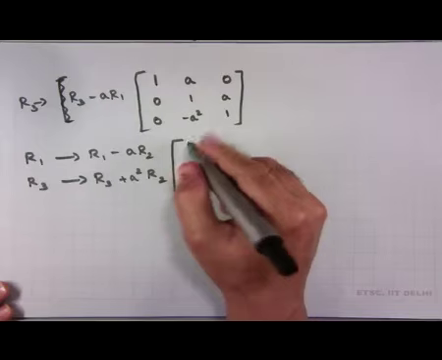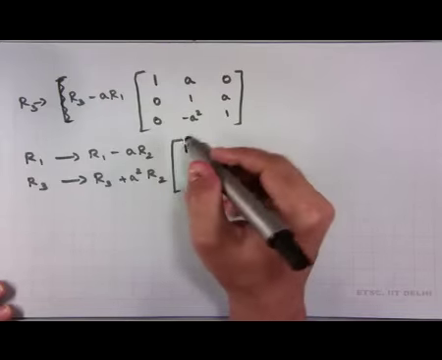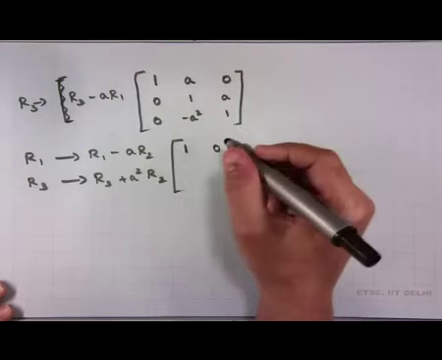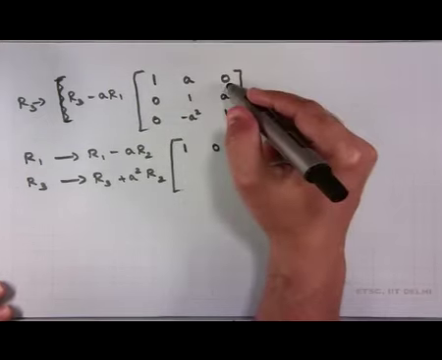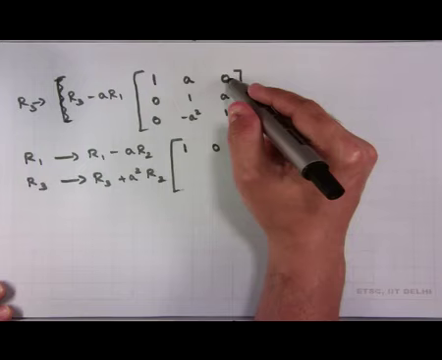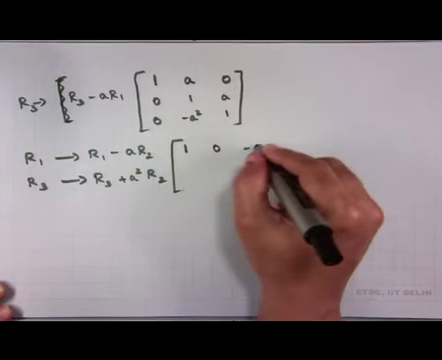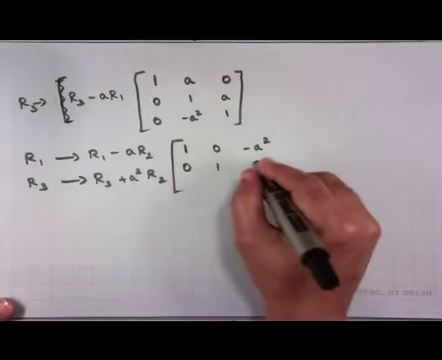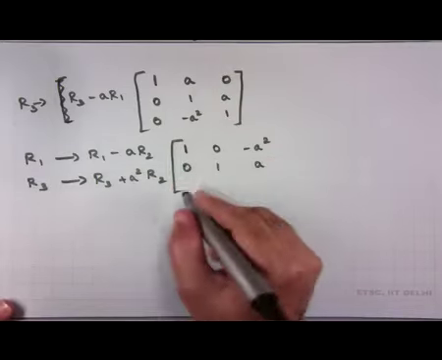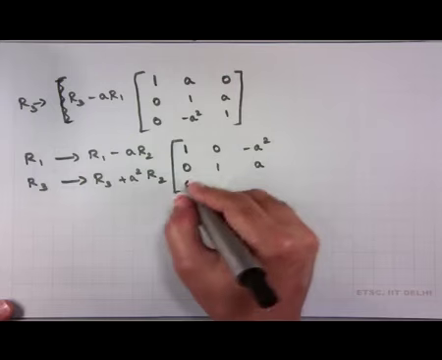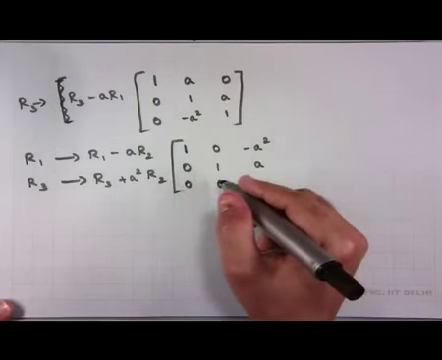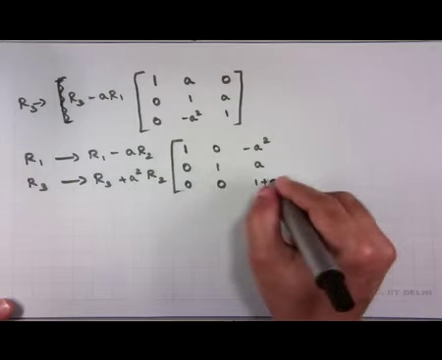First row, 1, A minus A, you have 0, 0 minus A square, so you have minus A square. Second row remains as it is. Third row, 0 minus 0, 0, 1 plus A square into A, which is 1 plus A cube.